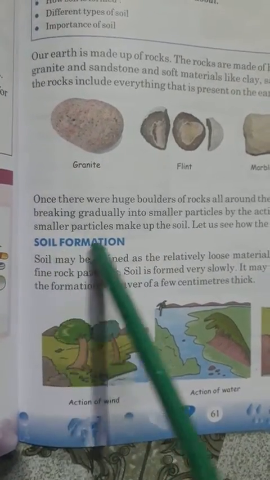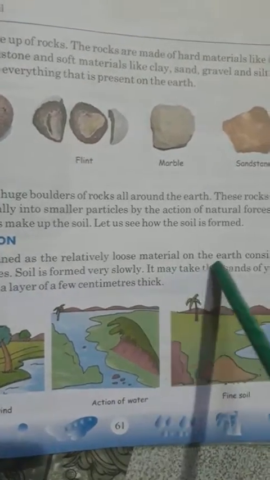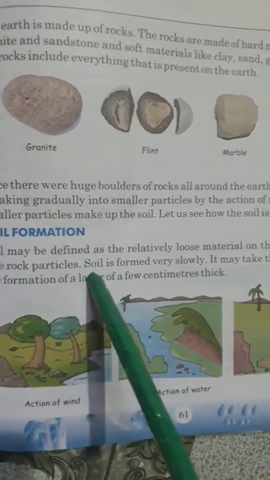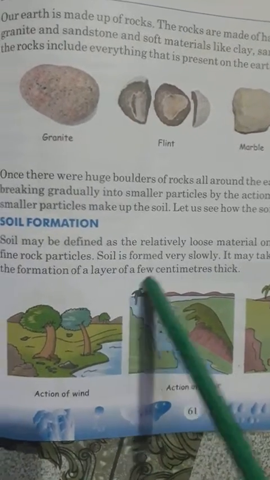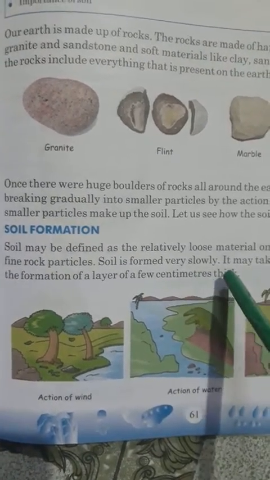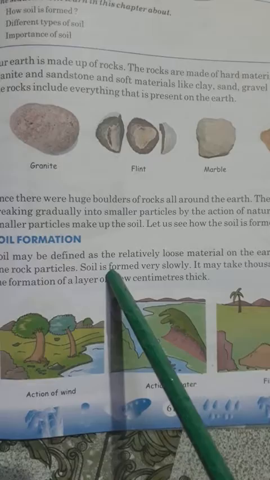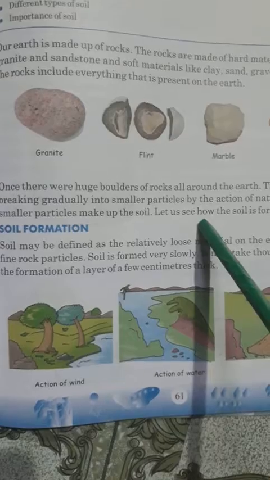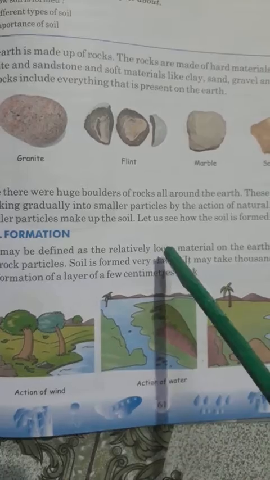Number 1, soil formation. Soil may be defined as the relatively loose material on the earth consisting of fine rock particles. Soil is formed very slowly. It may take thousands of years for the formation of a layer a few centimeters thick. So soil is a loose material on the earth. Why does it say that it is loose? Because as you all know, when we dig the soil, when we dig the land, the soil is very soft. Yes or no? So it is considered a loose material.